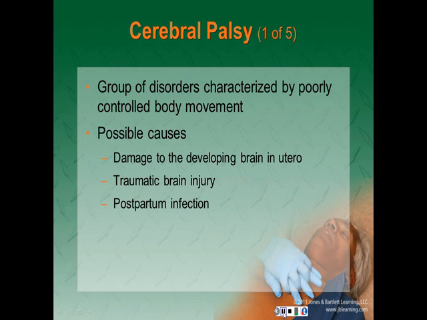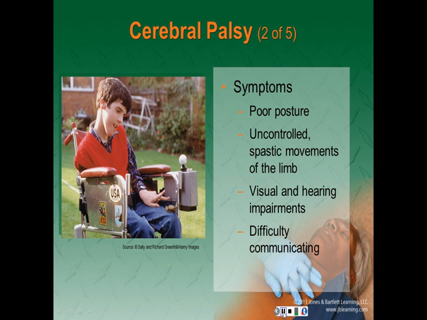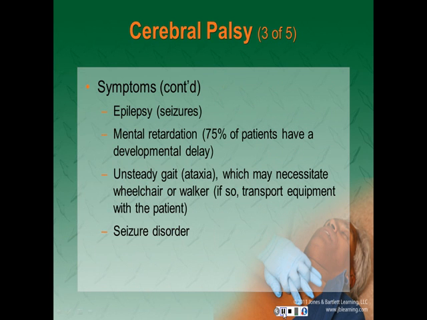Cerebral palsy. Cerebral palsy is a group of disorders characterized by poorly controlled body movement. Some of the possible causes include brain damage or damage to the developing fetal brain while in utero, traumatic brain injury at birth or early during childhood, and postnatal infections such as meningitis. The symptoms can range from mild to severe and include poor posture, uncontrolled spastic movements of the limbs, visual and hearing impairments, and difficulty communicating.